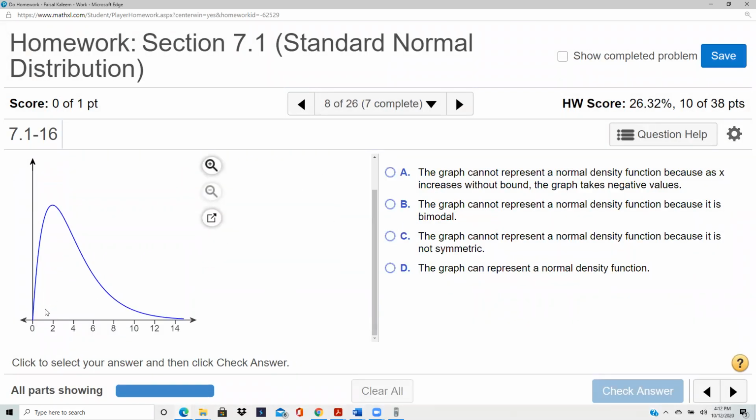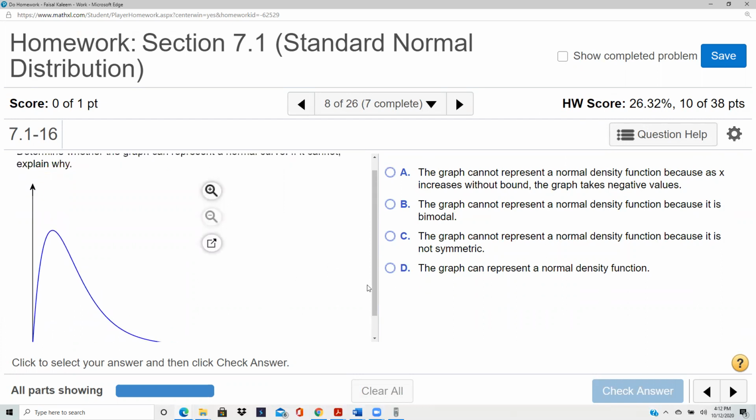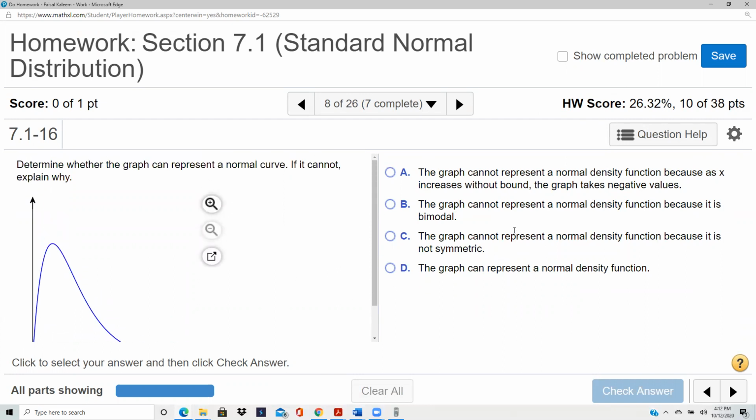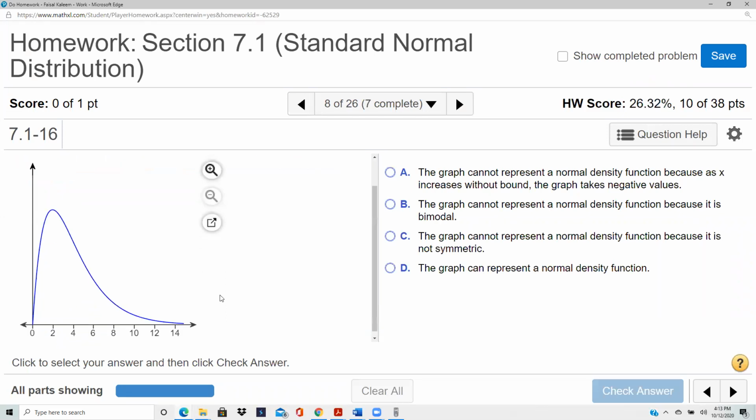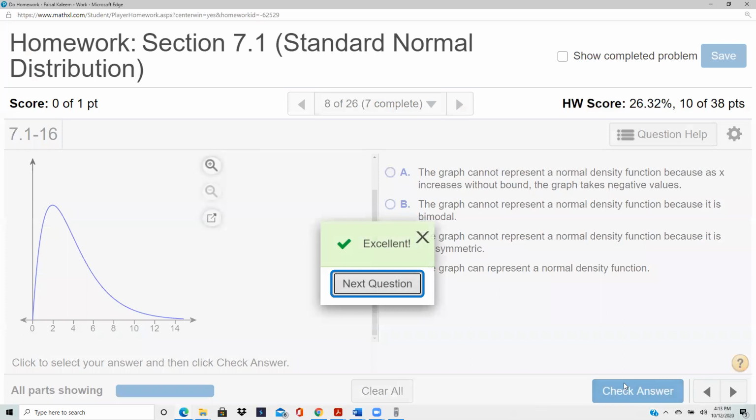Okay, now this is not normal because it's not symmetric. So let's see which one says that. Represents a normal because as x increases without bound, the graph takes negative values? No, it's not taking any negative values. Because it's bimodal? No, it's not bimodal. Just this point is the mode. It has one mode. Not a normal density function because it's not symmetric. Yeah, that's the reason. A normal curve has to be symmetric.